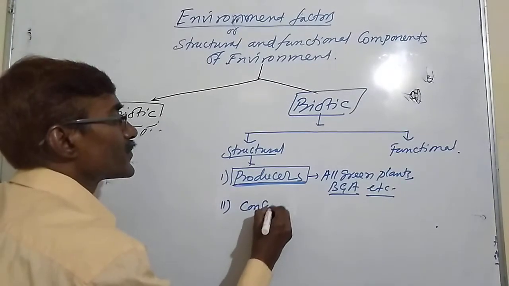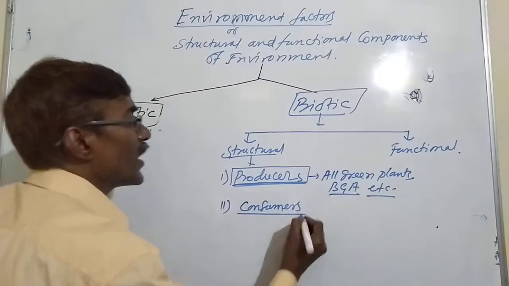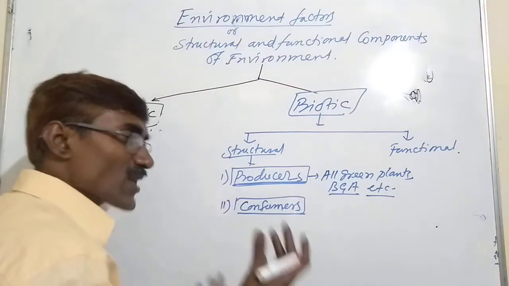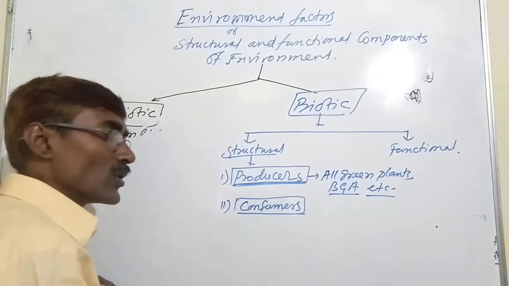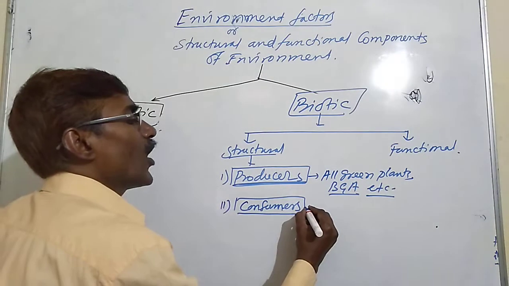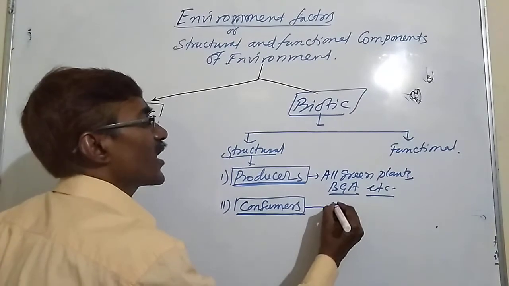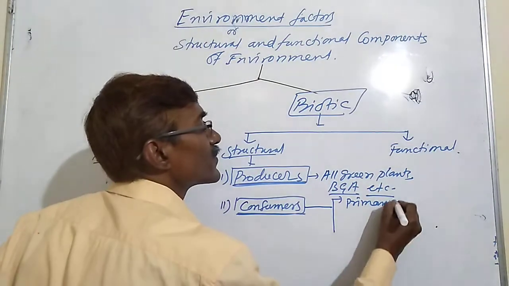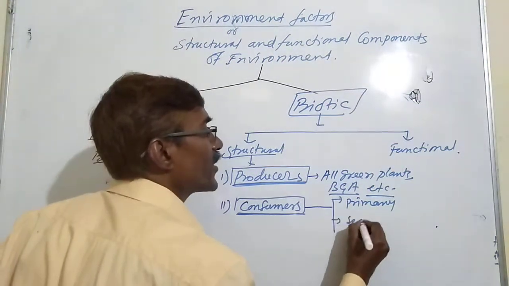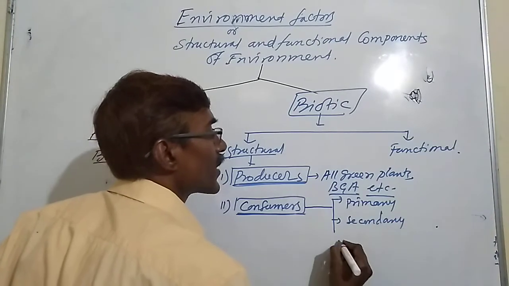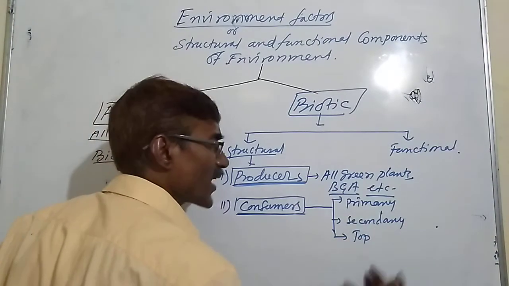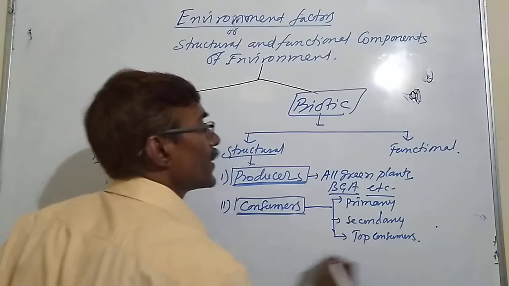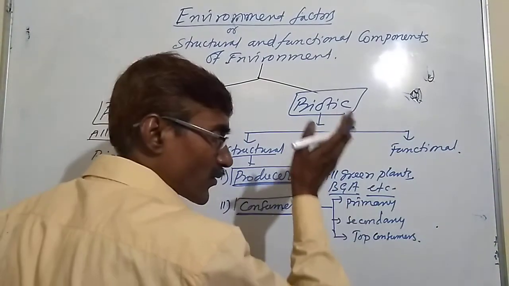Some are consumers. Consumers consume whatever the autotrophs or producers supply as energy in the form of food, either directly or indirectly. On the basis of direct and indirect consumption, they are categorized as primary consumer, secondary consumer, top consumer. Why not tertiary? I will explain in the ecosystem chapter, but top consumer, because the flow of energy is only possible up to the fourth or fifth level.